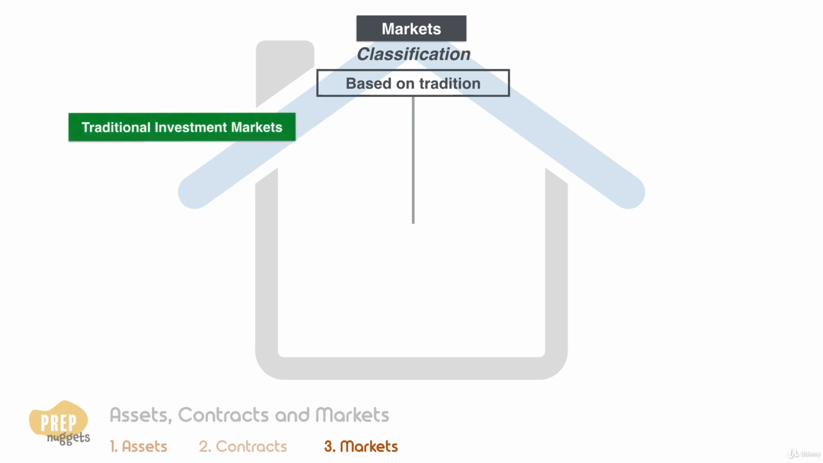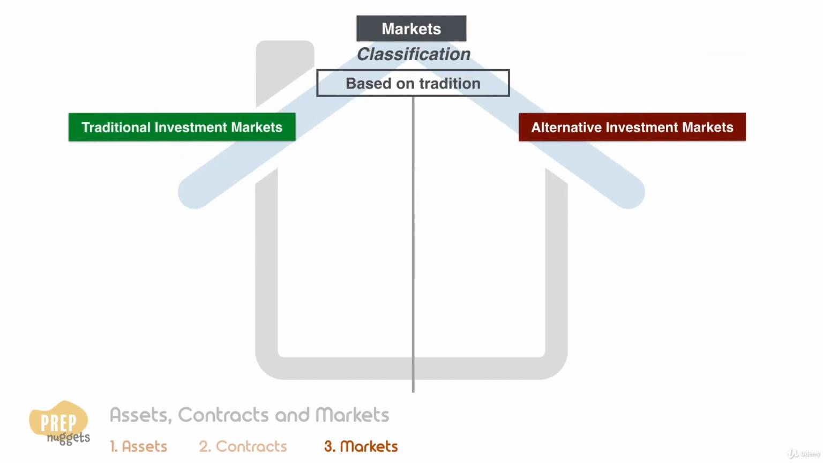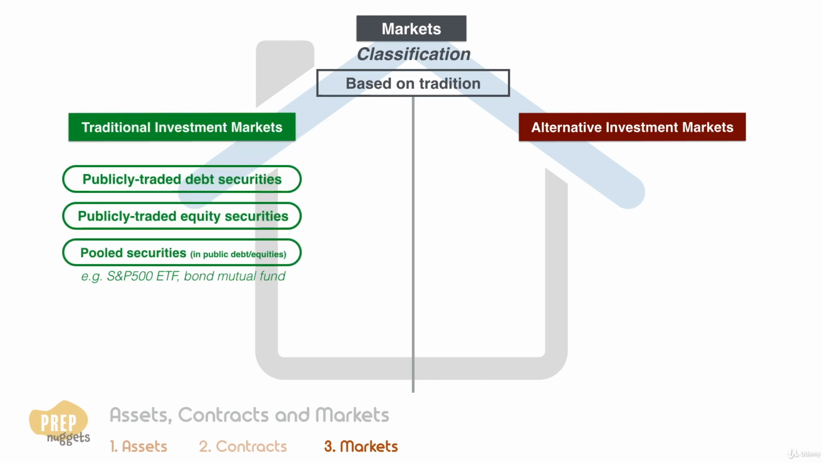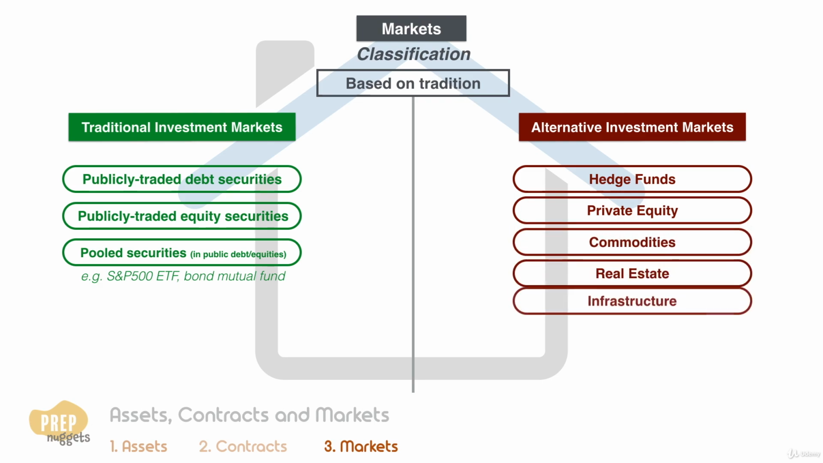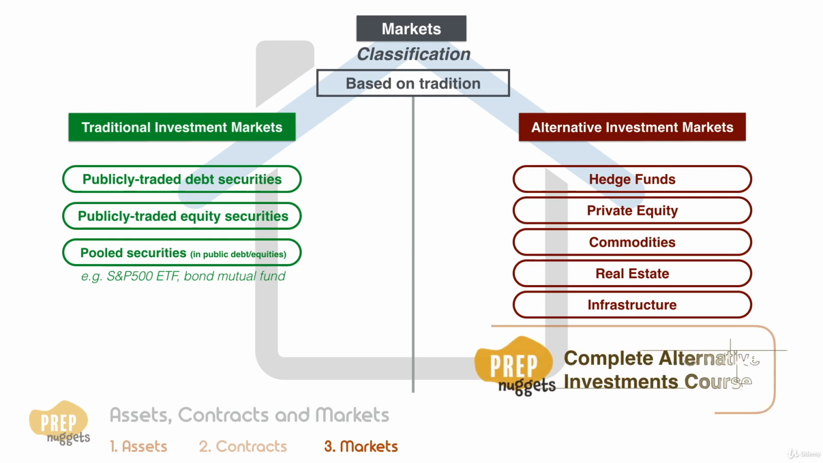And lastly, markets can be distinguished between traditional investment markets and alternative investment markets. Traditional investments include all publicly traded debts and equities, and shares in pooled investment vehicles that hold publicly traded debts and/or equities, like an equity index ETF. Alternative investments include hedge funds, private equities, commodities, real estate, and infrastructure investments. Because these investments are often hard to trade and hard to value, they often sell at a discount and require substantial investor due diligence. All these instruments are discussed in detail in the course on alternative investments.